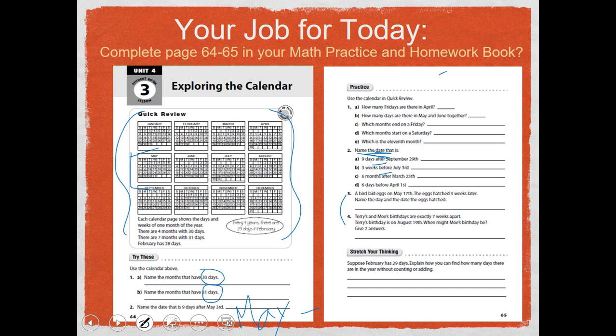And then for number 4, this is a bit of a challenge. So Terry and Mo's birthdays are exactly 7 weeks apart. If Terry's birthday is on August 19th, when is Mo's birthday? And you actually have to give me 2 answers, because we don't know if Mo's birthday is before Terry's or after Terry's. So there should be 7 weeks before and 7 weeks after. Wink, wink. And then obviously for the stretch your thinking, it is a bonus. Okay, so you don't have to do that one. But it is kind of easy if you feel like you're up for an easy little challenge.